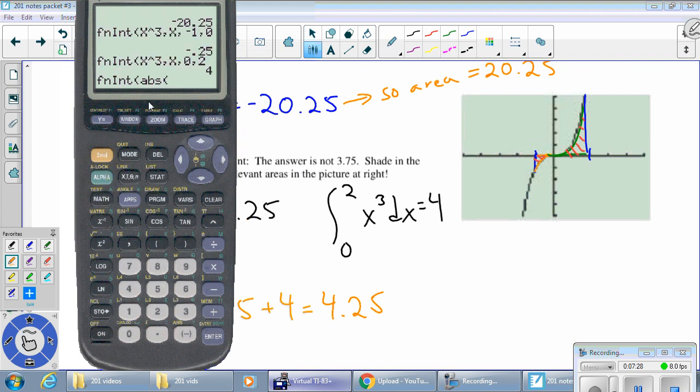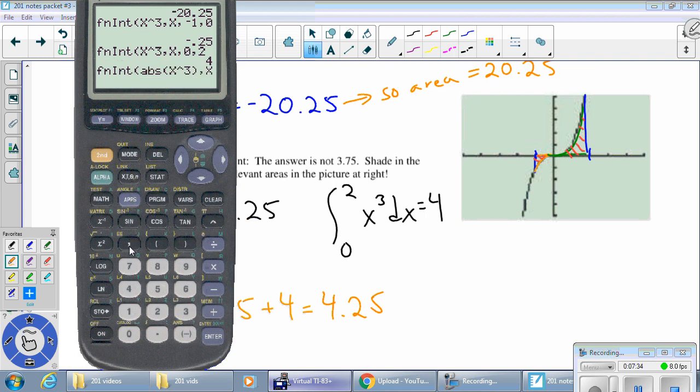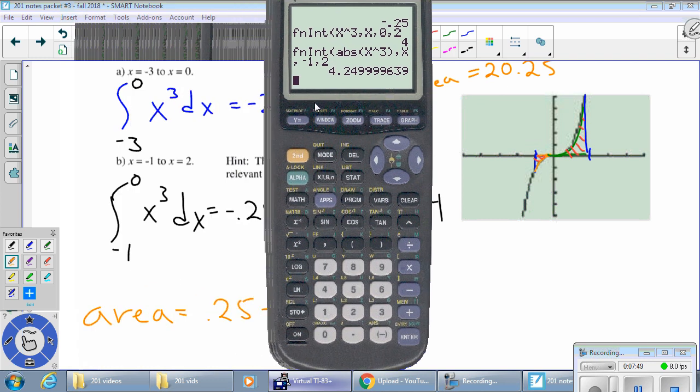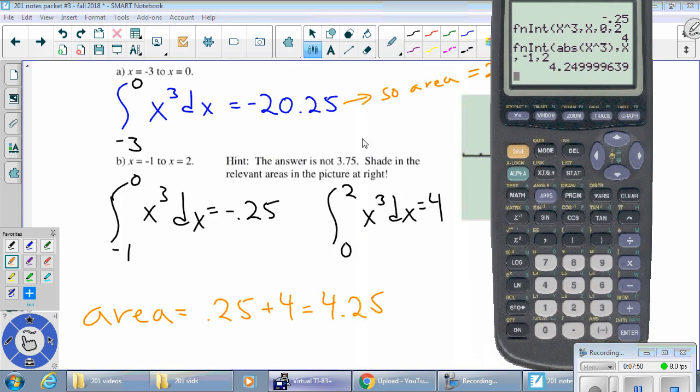So we want the absolute value function for x to the third. Close the absolute value, comma x, comma, and now we can do the whole thing from -1 to 2. And the calculator here is going to know that everything is positive, so it's going to add positive 0.25 and the positive 4 and give us the right answer, 4.25 there. So that's one way to do it. More typical at this point in your calculus lives is to just split where the thing crosses the x-axis.